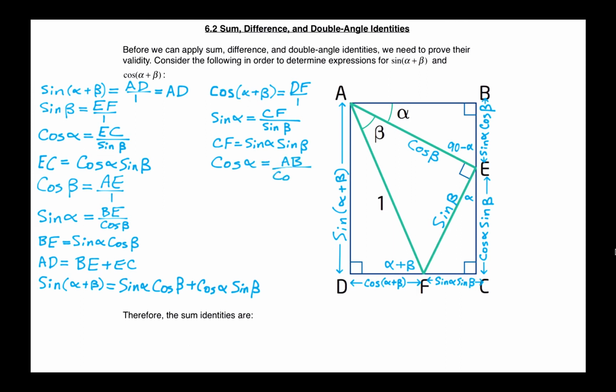Next, the cosine of alpha is the adjacent side to this angle alpha, which is AB, over the hypotenuse cos beta. And if we cross multiply, we get AB is equal to cosine alpha times cosine beta.